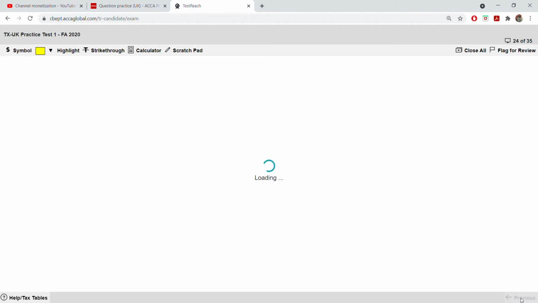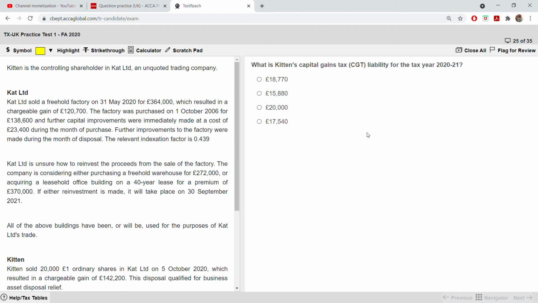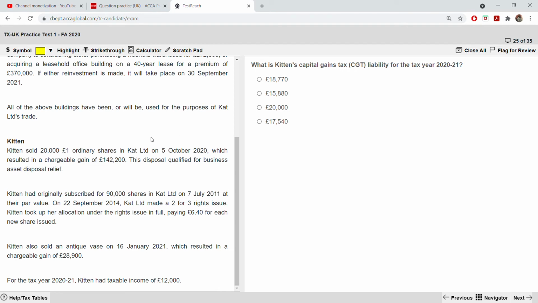Next, what is Kitten's capital gains tax liability for the year? Now you have to take all three, the antique and all those things, because the question asked. Let us go to Kitten's capital gains tax liability.